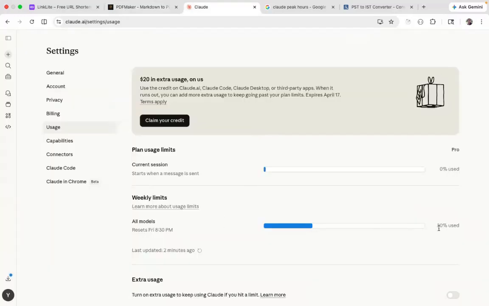So here you can see it's 30%. So normally, if you are not in peak hour, the total limit will increase by 1%. But if you are using in peak hours, your limit will increase by 5% or 10%. So weekly increase will be higher. So avoid using peak hours.